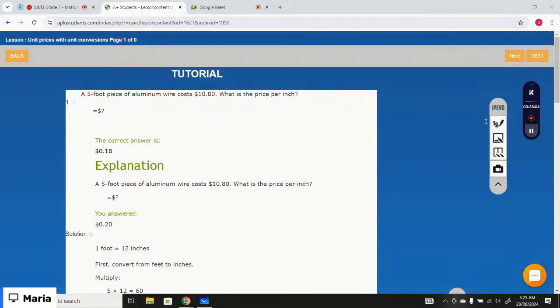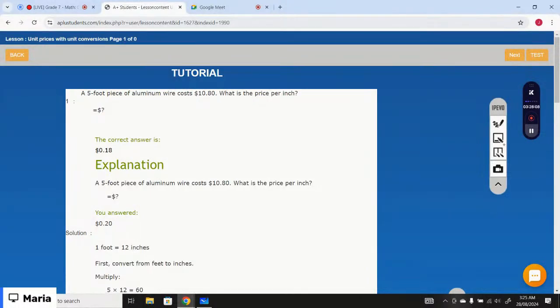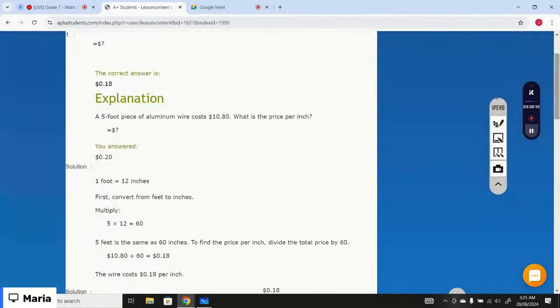So we know that you have to use the basic conversion, 1 foot equals 12 inches. Because you have 5 foot, that means 5 times 12 is 60. So that is the price of 60 inches. $10.80 is the price of 60 inches, right? So divide 10.80 by 60, that is 0.18. So you have to do unit conversion also, right? You have the price of the unit, but you have to convert it into inches also, right?